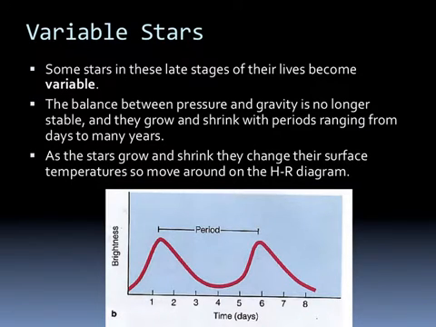Some stars in these late stages become variable. The balance between pressure and gravity is no longer stable. They grow and shrink with periods ranging from days to maybe many years. As the stars grow and shrink, they can change their surface temperatures, and therefore they move around on the HR diagram.